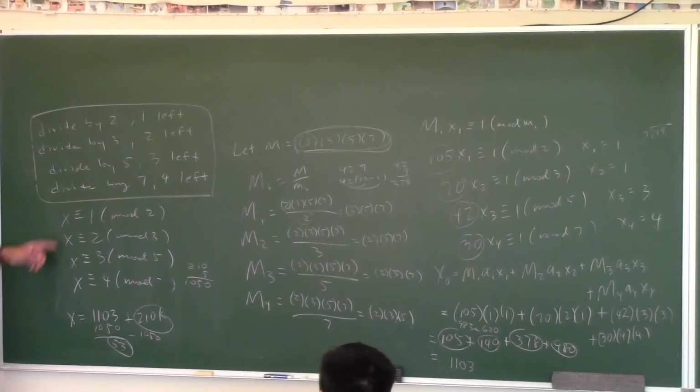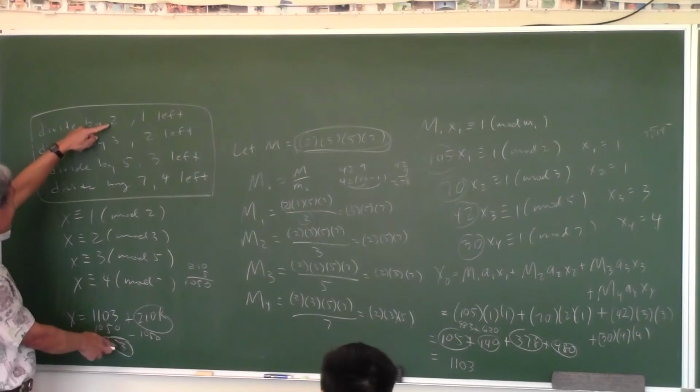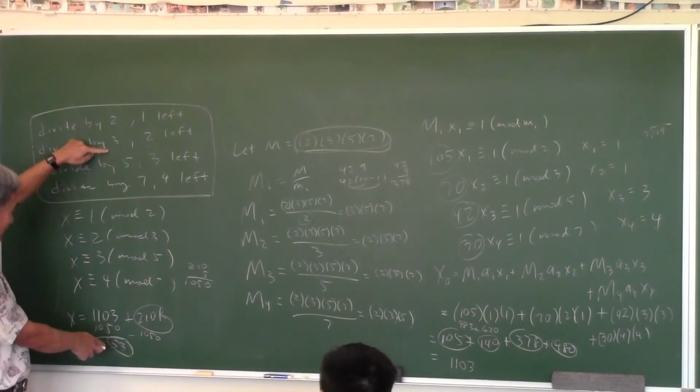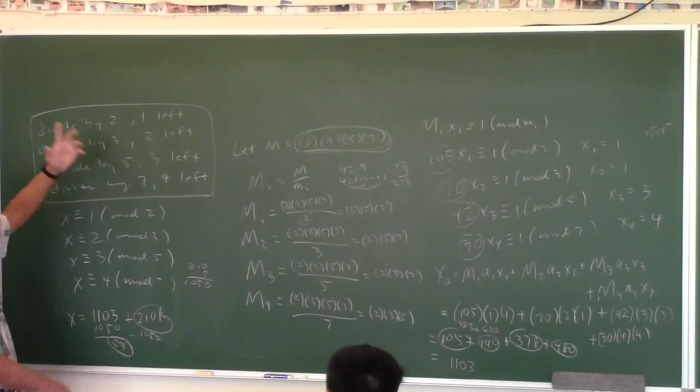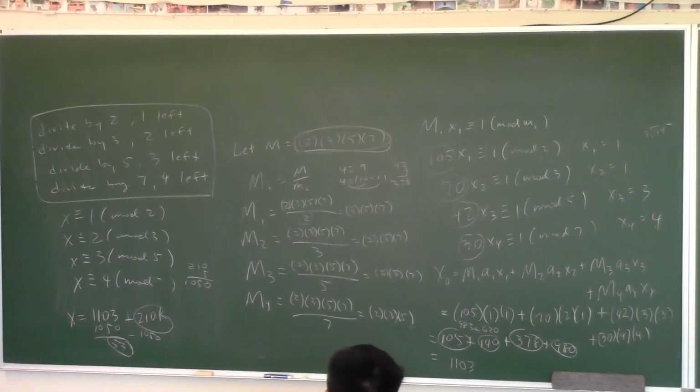And does that work? If you divide it by 2, you get 1 left over. Divide by 3, you get 2 left over. Divide by 5, get 3 left over. Divide by 7, get 4 left over. I think it works. You can't get anything past the Chinese. But those are very easy. When you get used to doing this, it's fast.